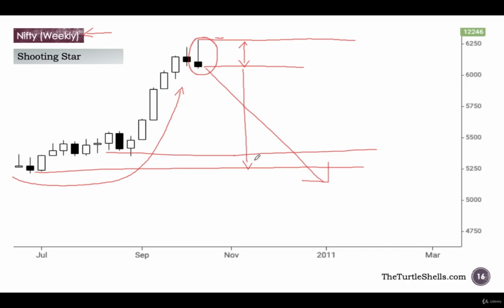This is the reward. Now for all those who are also into options trading, this kind of pattern is very useful because you know that the trend is either likely to end or likely to go down. So you can do some spreads here.